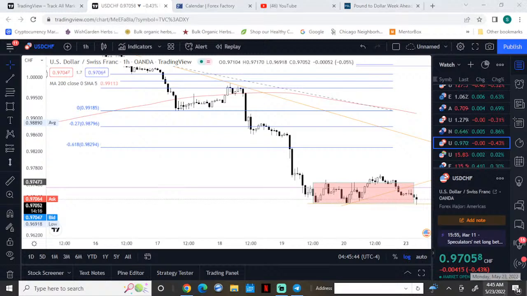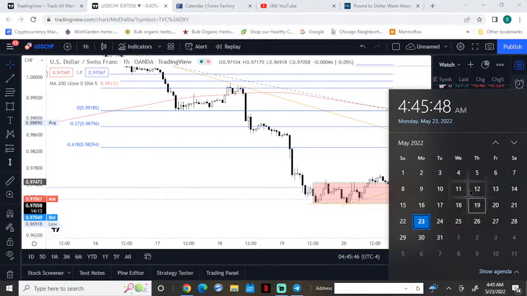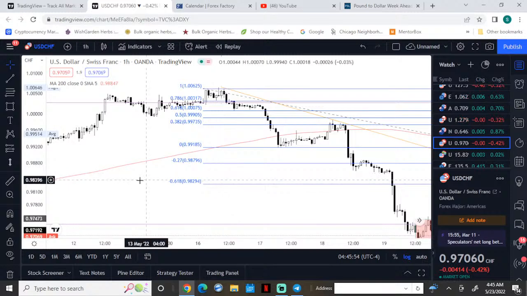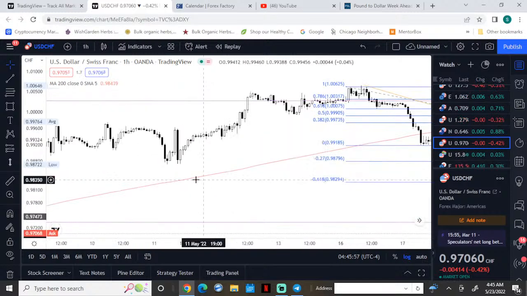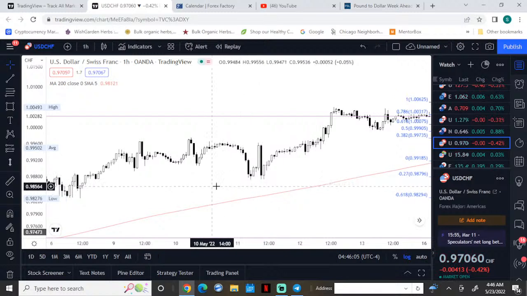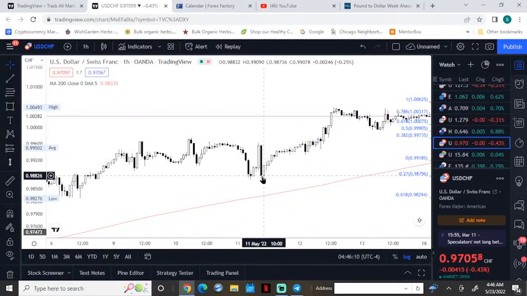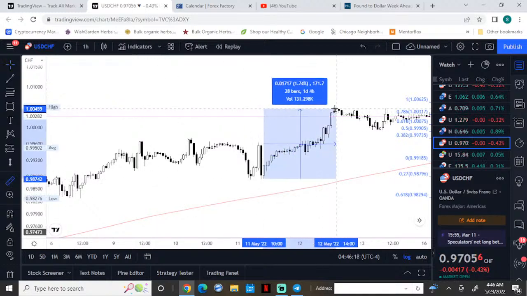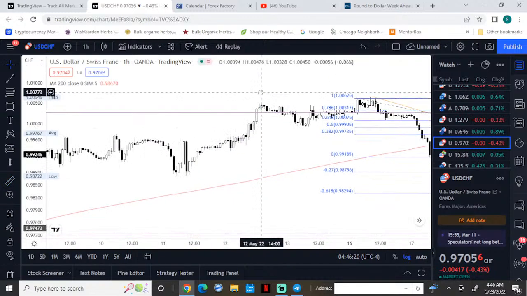Like on CPI, it's always like the second Wednesday. Hold, baby, hold, hold, hold. So like let's see, the 11th. It started here, shot up, came back down, but that was a double bottom. Took a day, but 171 pips.